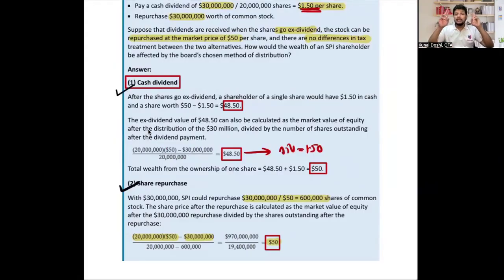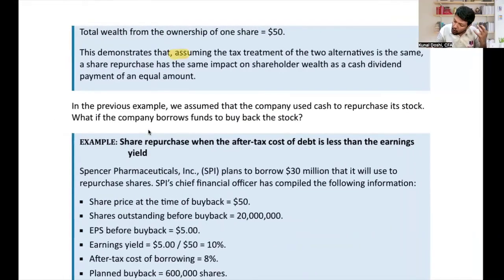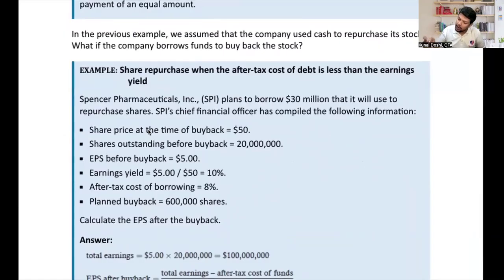But remember, Modigliani-Miller said that this is a situation assuming that there is no tax or brokerage or transaction cost. Then it has the same impact. But in the real world, we know that there are taxes and there is cost of capital. So then things might change. Got it, everyone?